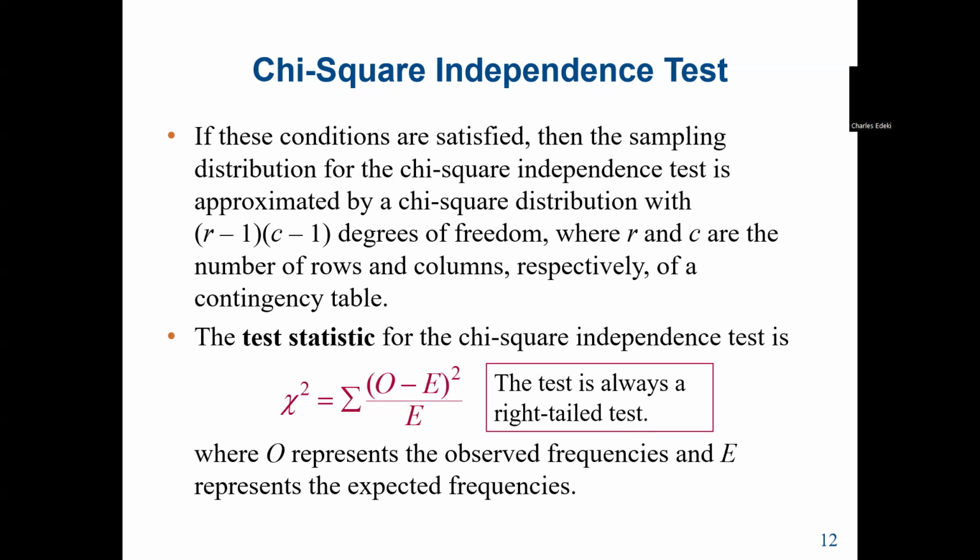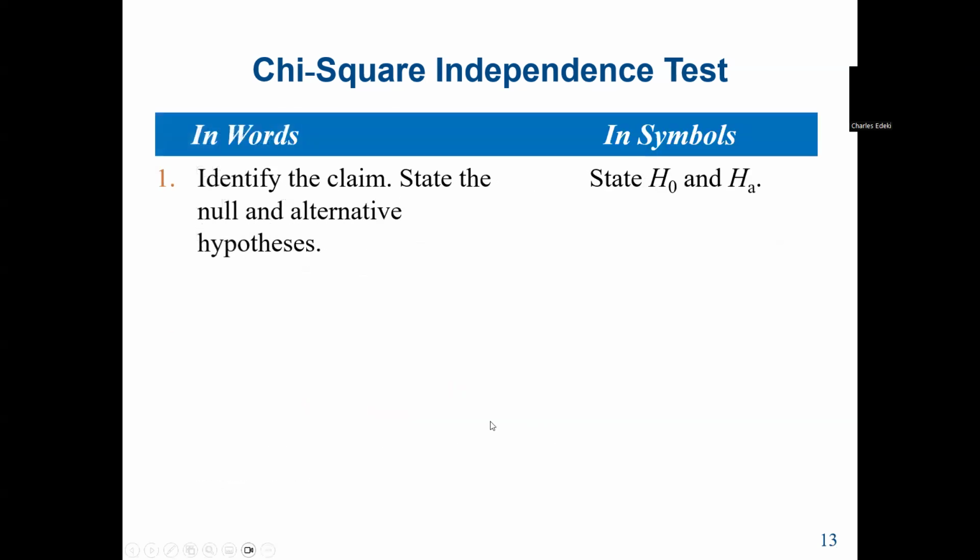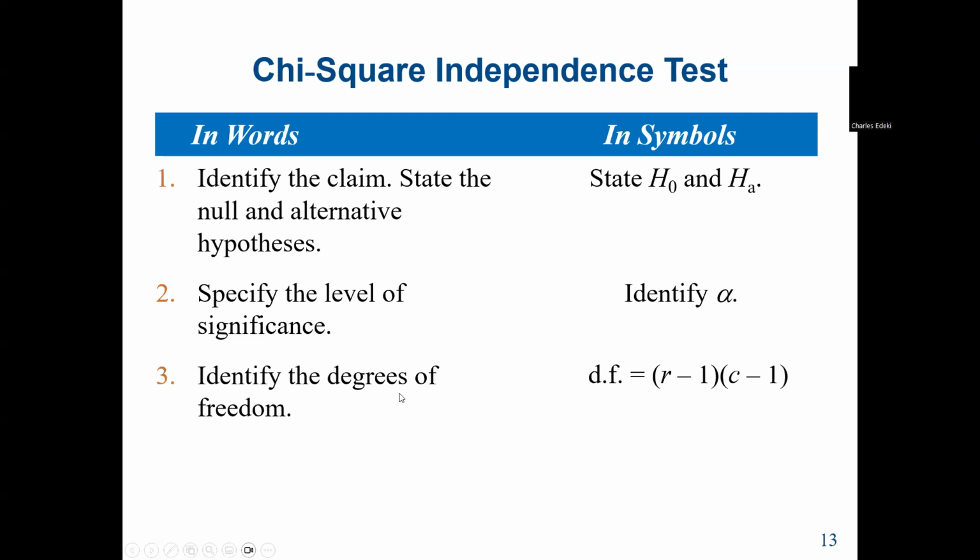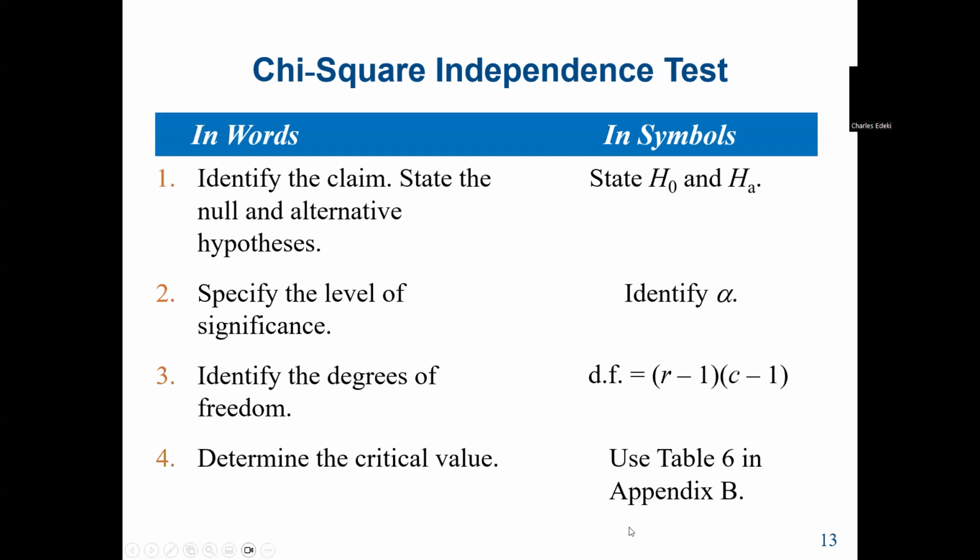So now let's go through the steps of testing using the chi-square dependent test. And that's the goal of this lecture. So first, we identify the claim. We state our H0 and HA. Then we specify the level of significance, that's identify the alpha. And also we identify the degree of freedom. Very important. We are going to use it for the table. So degree of freedom formula for the chi-square dependent test is R minus 1 times C minus 1. R and C again are the number of rows and columns in the contingency table.